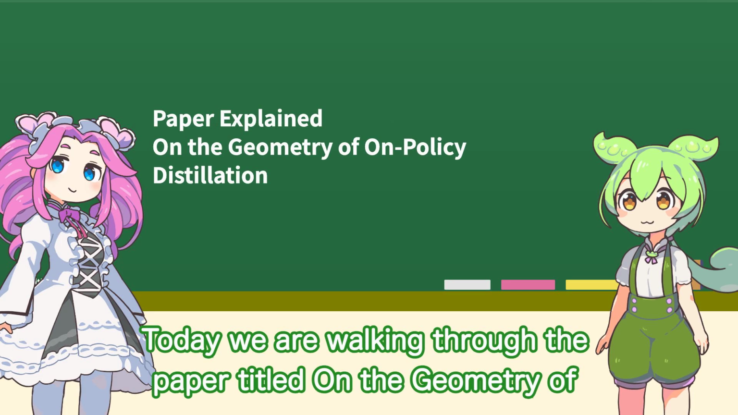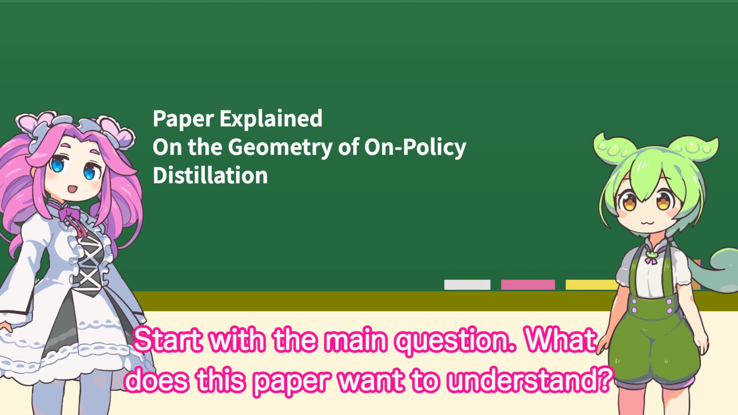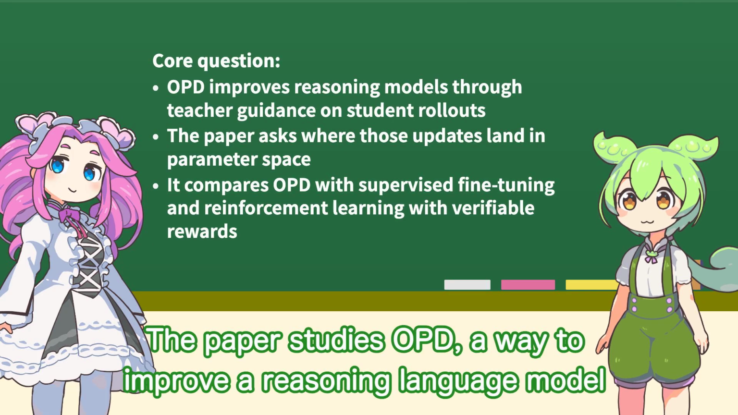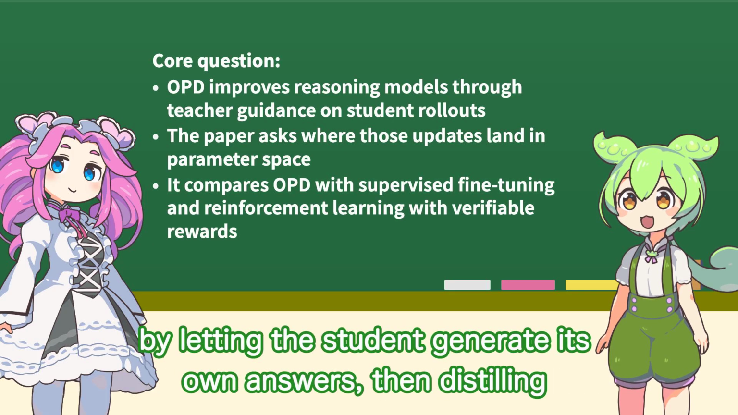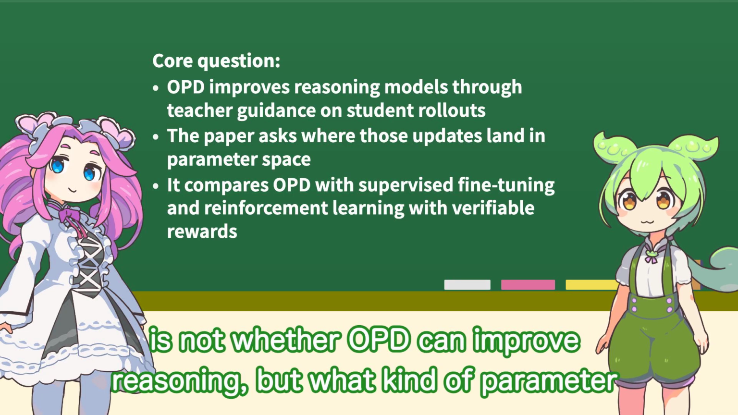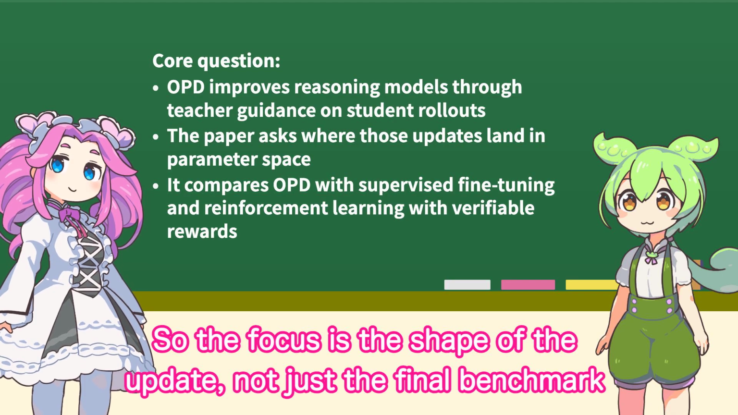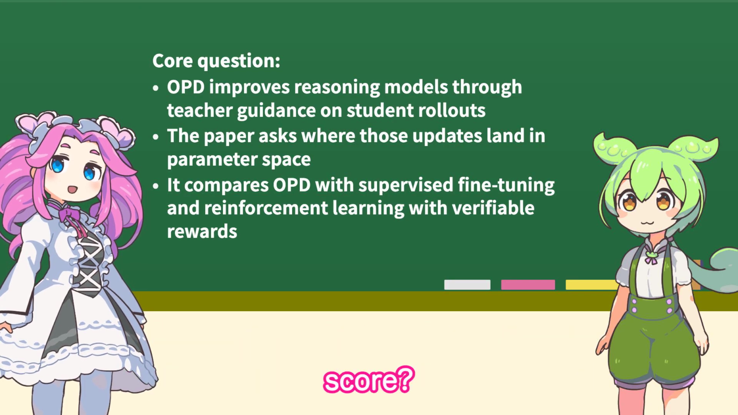Today we are walking through the paper titled On the Geometry of On-Policy Distillation. Start with the main question. What does this paper want to understand? The paper studies OPD, a way to improve a reasoning language model by letting the student generate its own answers, then distilling teacher token distributions on those on-policy rollouts. The open question is not whether OPD can improve reasoning, but what kind of parameter update it creates inside the model. So the focus is the shape of the update, not just the final benchmark score.